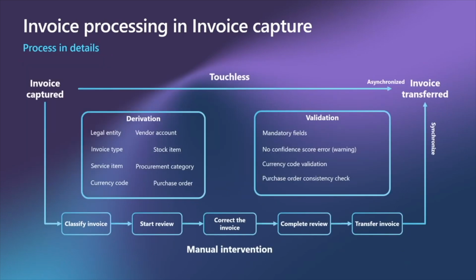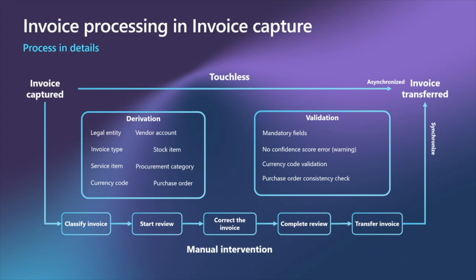Now here are the details of how the invoice gets processed on the invoice capture side. We actually have 2 processes. One is the touchless, the other is the non-touchless version. Once the invoice is captured, it will do some validation and derivation logic. If the legal entity and the vendor account are not derived, you need to classify the invoice to determine the legal entity value and the vendor account value first.